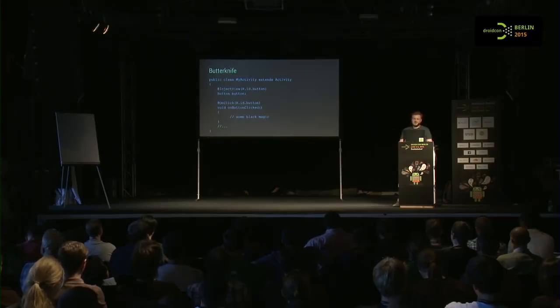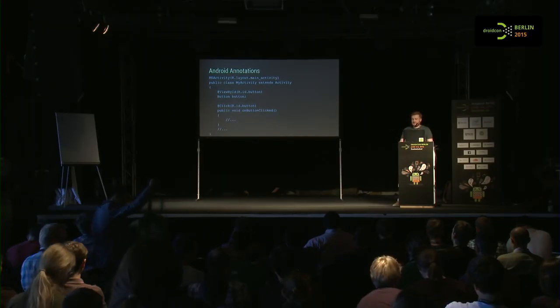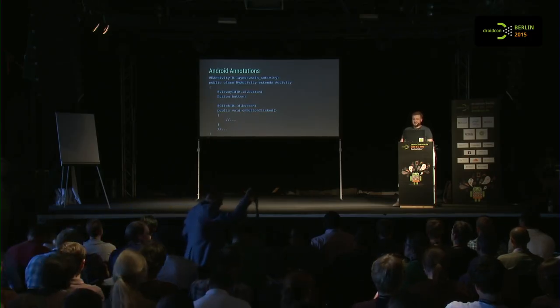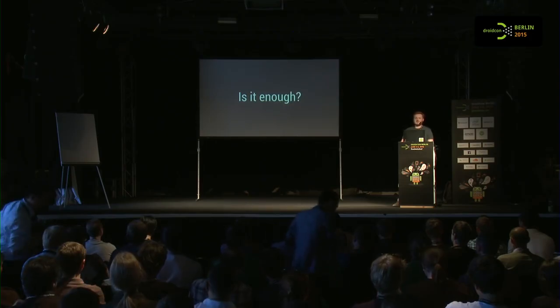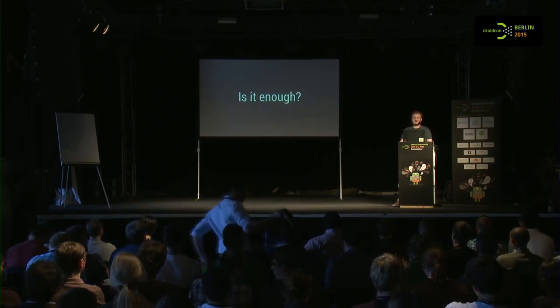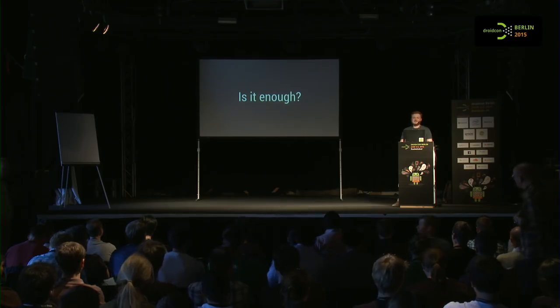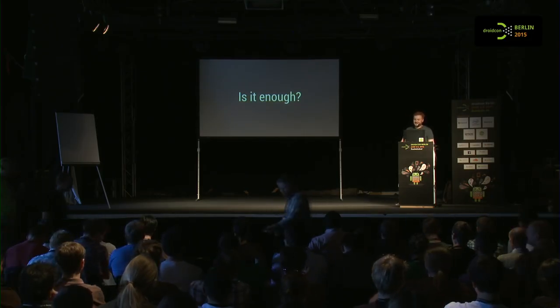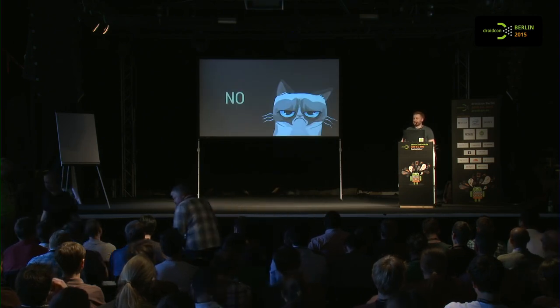We can use, for example, Butter Knife to remove this findViewById stuff and have better on-click connection. But, for example, we have Android Annotations too. However, the real question is: is it enough? So who thinks that these solutions are enough for us? Please raise your hand. Okay, so you are at the right talk today, because the correct answer is no, it's not enough.